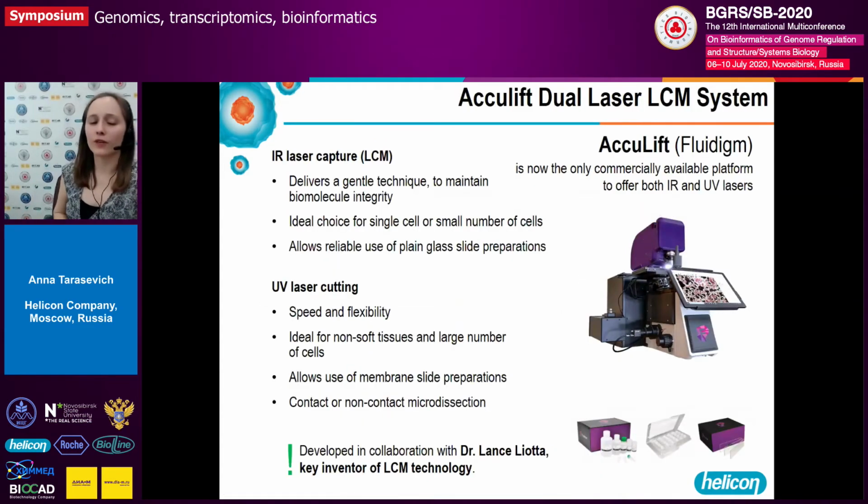But as we see, both cutting methods have their advantages, and our partner and really great technological company Fluidigm has developed a new system, which is called Aculift, which is now the only commercially available platform which has both the IR and the UV cutting laser. Important to mention is that it was developed in collaboration with Dr. Lance Liotta, who is the key inventor of the LCM technology itself. So he invented this infrared laser.